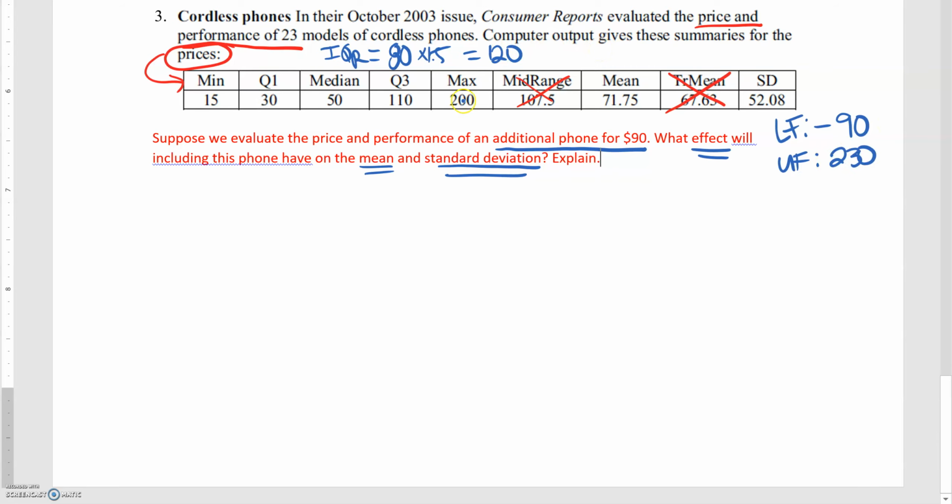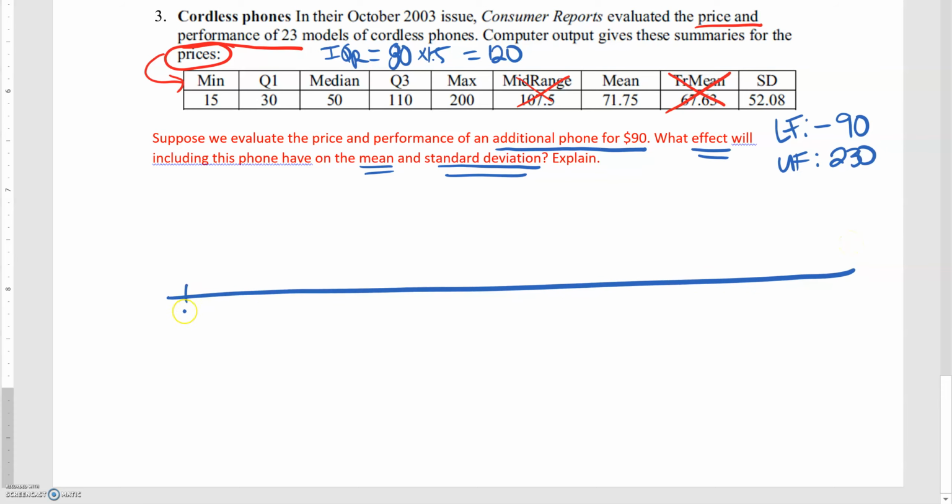You can see my max is 200, so that's below 230, so it's not an outlier. Negative 90, and 15 is not an outlier. So I don't have any outliers, so we'll make a box plot. In your number line, I would go by tens. My number line is too high, so let me move it to the bottom a little bit. Okay, and I'm just going to go by tens.